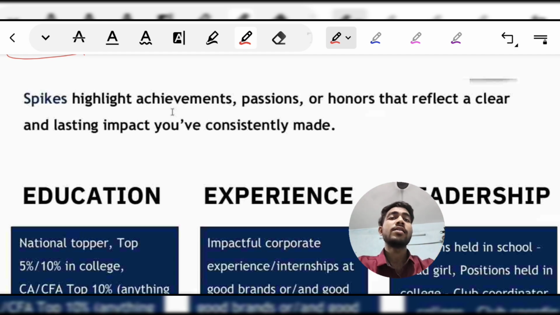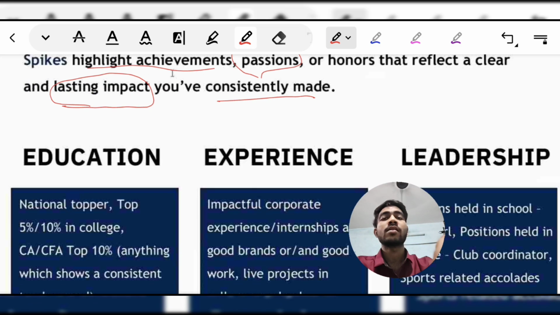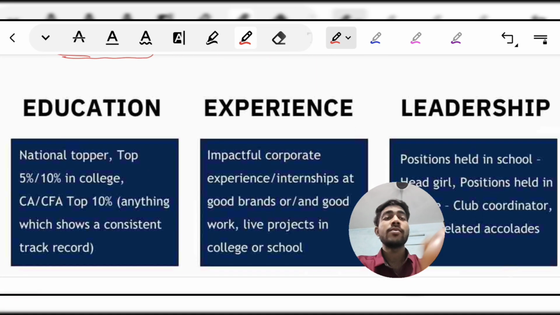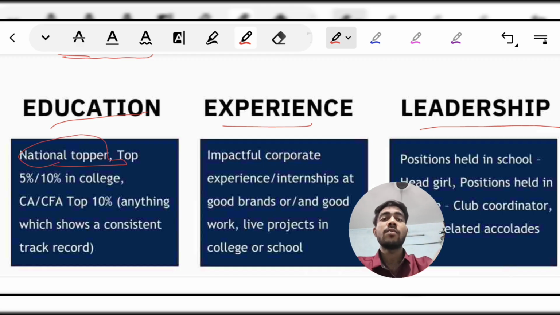So a spike is highlighting the achievement of passions or honors that reflect the clear and lasting impact of the constructive events. When you talk about education, experience and leadership, you have to write education like national topper. It's like a spike, or top 5 to 10% in the college, and a CFA top 10, which shows a consistent track record.